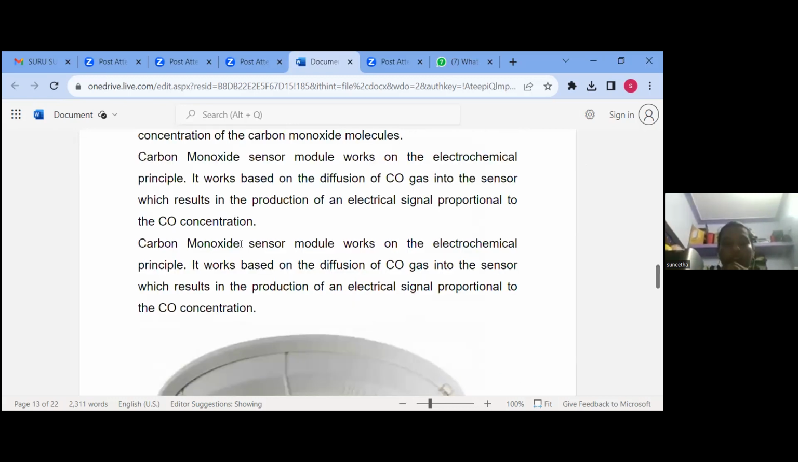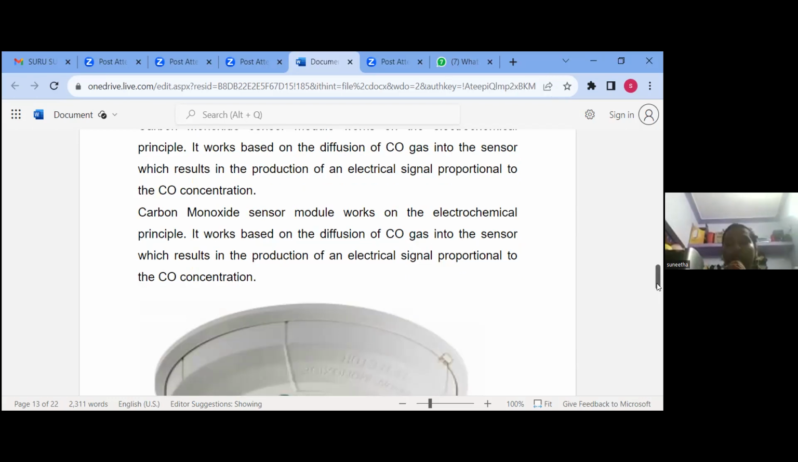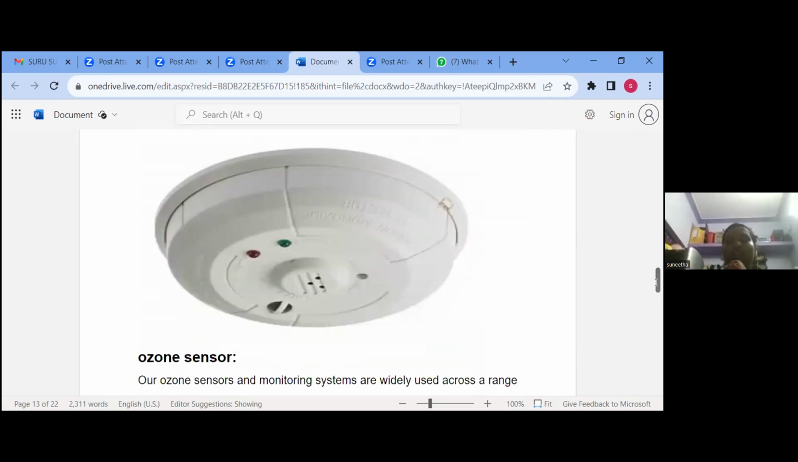Here we can see that carbon monoxide sensor module works on electrochemical principle. It works based on the diffusion of CO gas into the sensor, which results in the production of an electrical signal proportional to the CO concentration. Here the electrical signal is a current. If the carbon monoxide in the air increases, then the current produced in the sensor also increases. By observing the increasing current value, we can know that the carbon monoxide value in the air increases. And this is how this sensor works. And this is the diagram of carbon monoxide sensor.